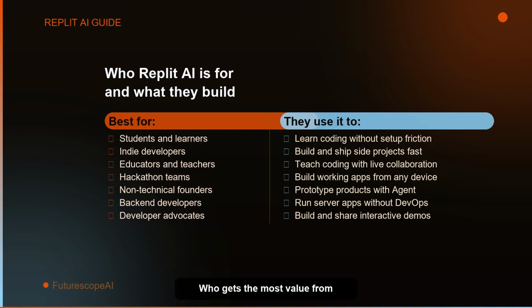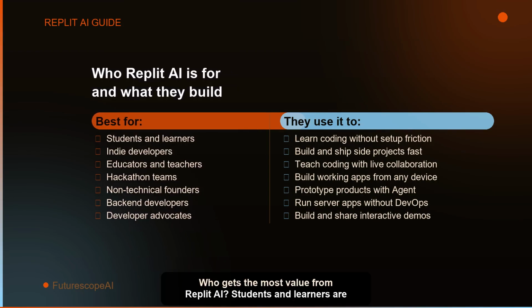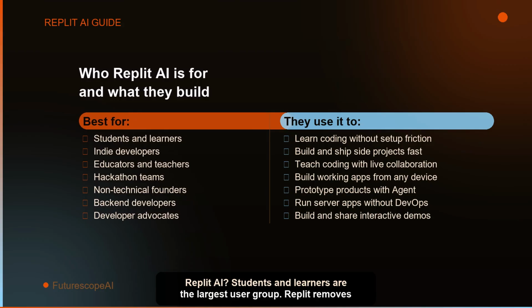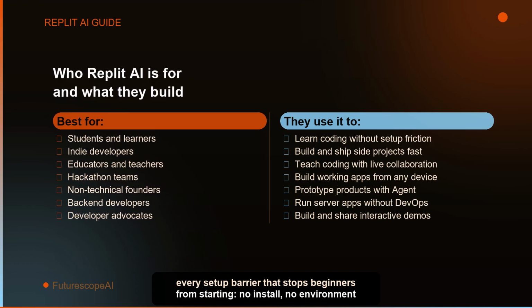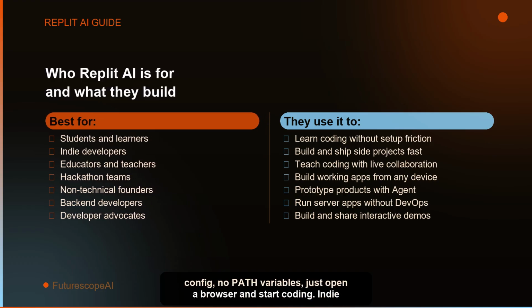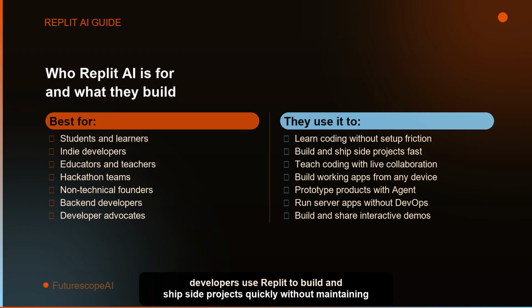Who gets the most value from Replit AI? Students and learners are the largest user group. Replit removes every setup barrier that stops beginners from starting: no install, no environment config, no path variables, just open a browser and start coding. Indie developers use Replit to build and ship side projects quickly without maintaining a local development environment for every project. Educators use multiplayer and Replit's always accessible nature to teach coding in a shared environment where they can see and edit student work live.